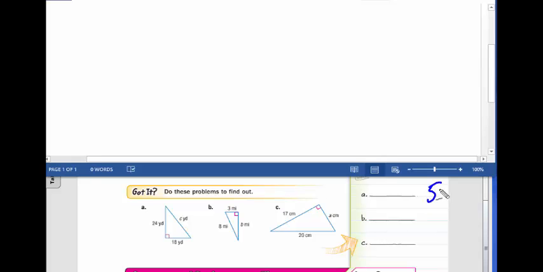Here are your solutions to 5-5. These, of course, are the letter problems. We'll start with letter A.